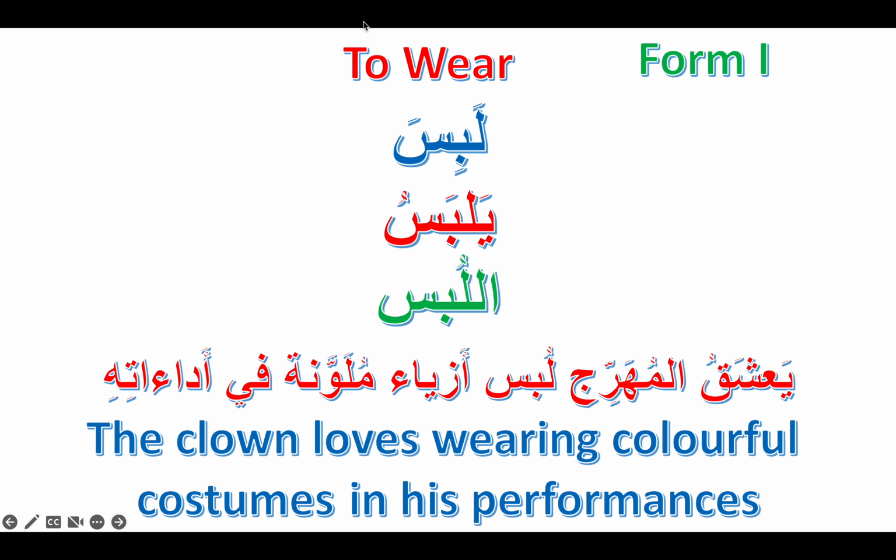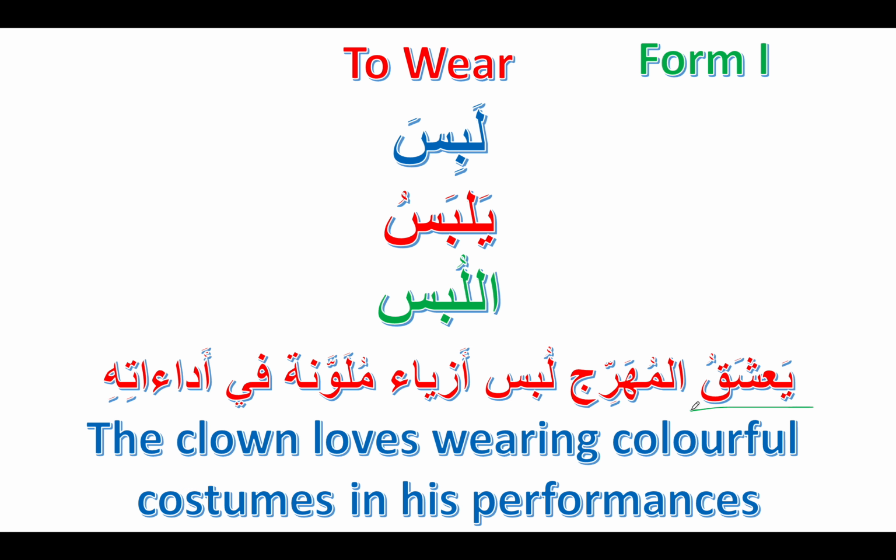So, our first verb for today is how to say to wear, which is a form 1 verb. So, in the past, لبس, in the present, يلبس, and the masdar is لبس. So, we've got an example sentence. يعشق المهرج لبس أزياء ملونة في أداءاته. The clown loves wearing colorful costumes in his performances.